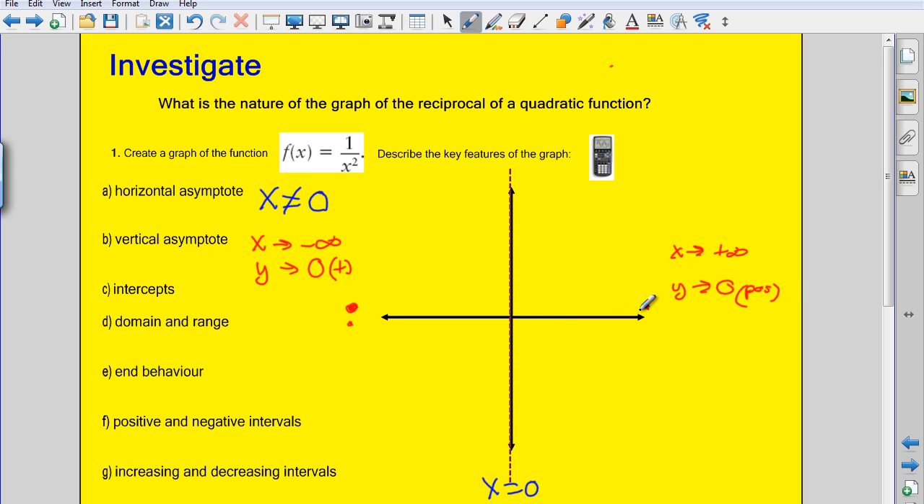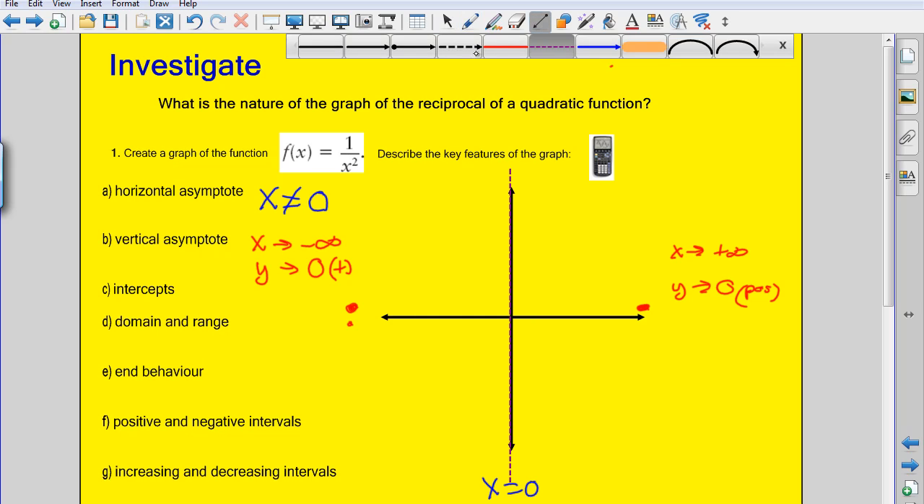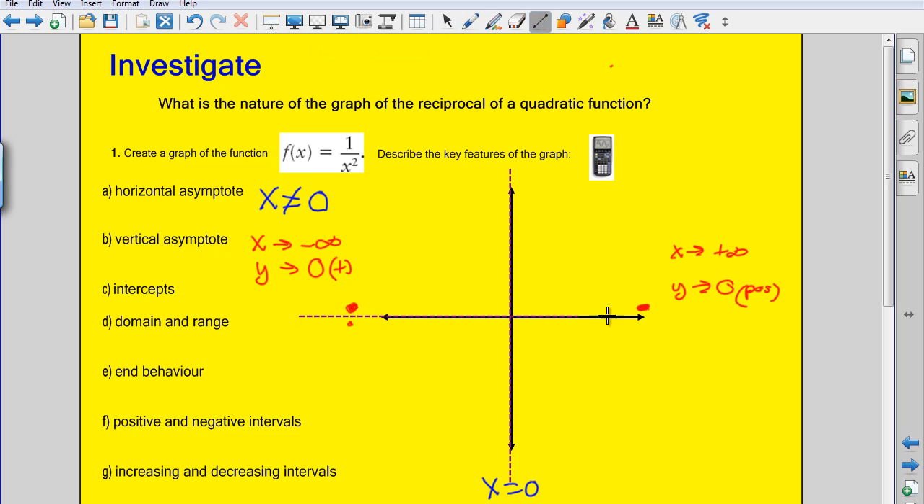And so we end up having another value there. We never do get to 0, so therefore we are going to have a horizontal asymptote at y = 0.